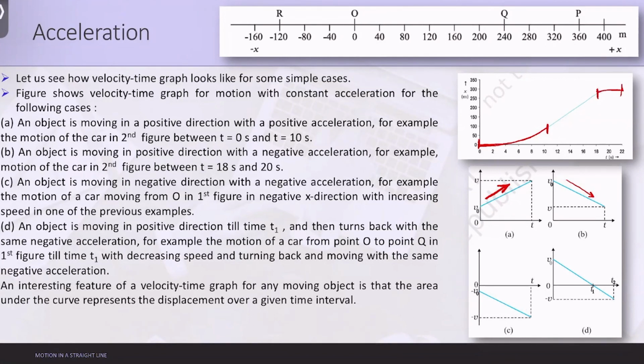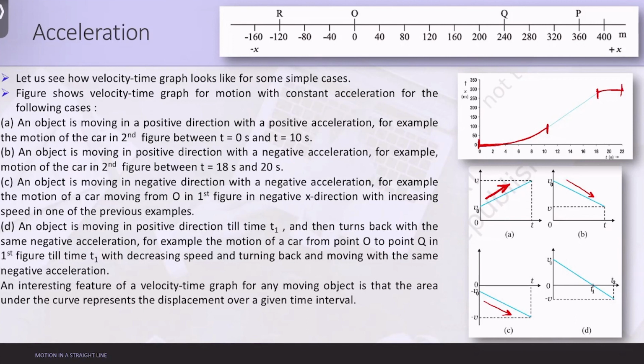Let's say t is equal to 18 seconds, the answer of velocity would have been 20. In 20 seconds, the velocity would have been less than 8, depending upon the value. C part: an object is moving in negative direction, so if it is moving in negative direction and with a negative acceleration also. Negative acceleration simply means that the slope is negative. The slope is negative here, and it is moving in the backward direction.